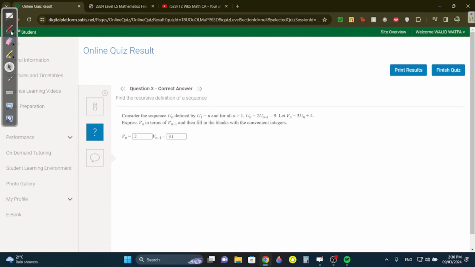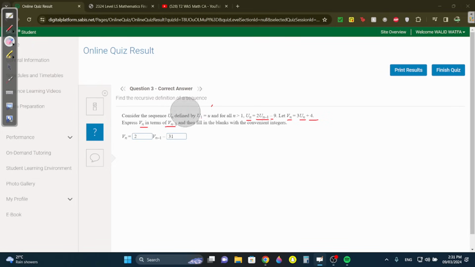Question 3. Okay, this is the hard one. Ignore this. They're saying u1 is u. I don't know why they're saying that. It's useless, you don't need it for solving. But they're saying un is equal to un minus 1 minus 9, and vn is 3 un plus 4. They want you to find vn in terms of vn minus 1.